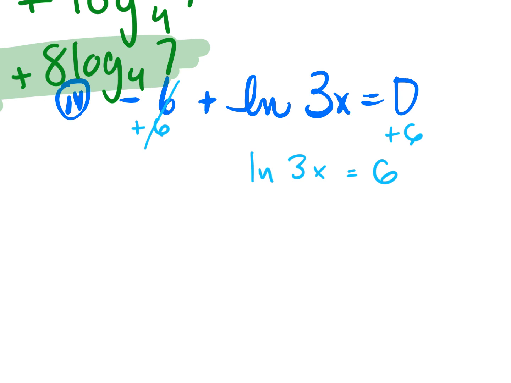So we have an ln. What cancels out with ln? E. So I make the big base e on both sides, so it cancels out with the ln. We have 3x is equal to e to the power of 6. So I'm going to put e to the power of 6 in my calculator.